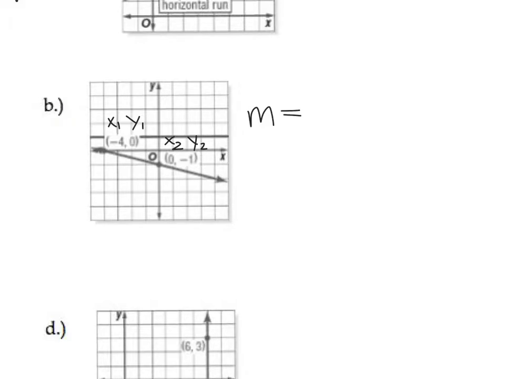We want to do y2, which is -1, minus y1, which is 0, divided by x2, which is 0, minus x1, which is -4. So -1 minus 0 is going to give us -1 in the numerator. Then 0 minus -4 is going to become 0 plus 4, which gives us 4 in the denominator, which means we have a slope of -1/4. So we're going to go down 1 over 4 to travel between points on the line.